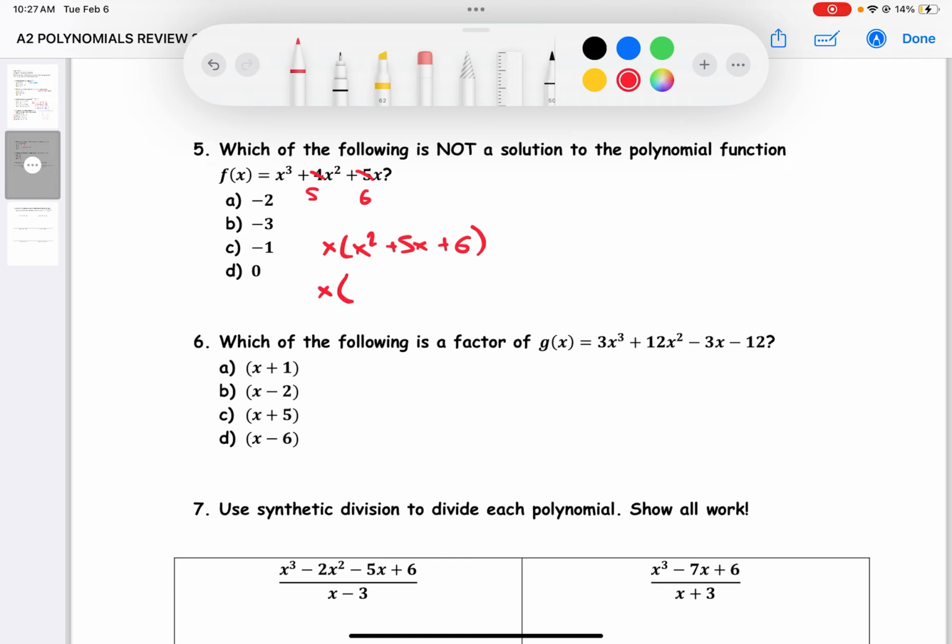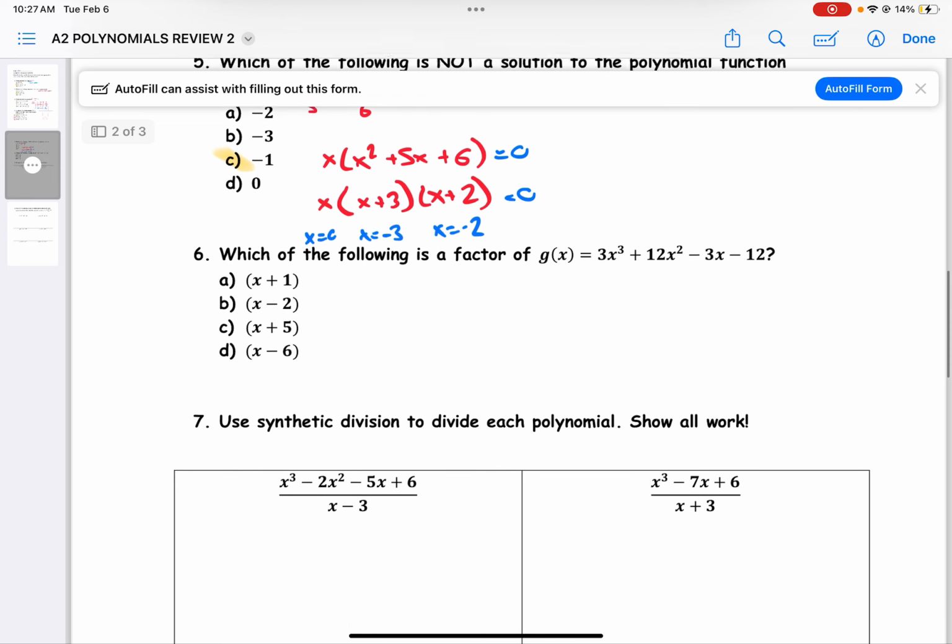And this factors to x plus 3, x plus 2, because 3 plus 2 is 5, and 3 times 2 is 6. That's what I'm looking for. And this gives me 3 solutions, right? I either have x equals 0, x equals negative 3, or x equals negative 2, but definitely not x equals negative 1. So that would be answer choice C.